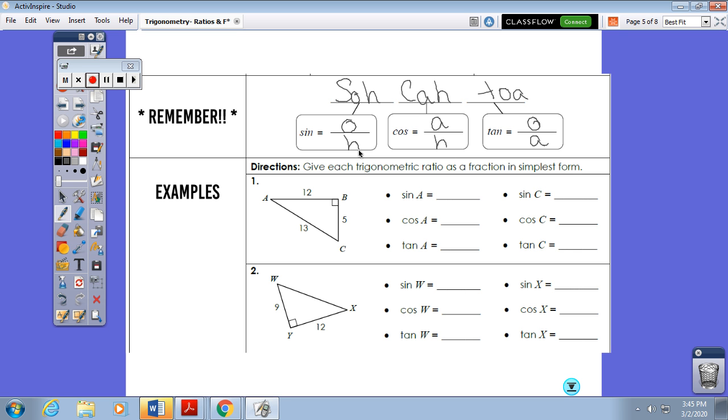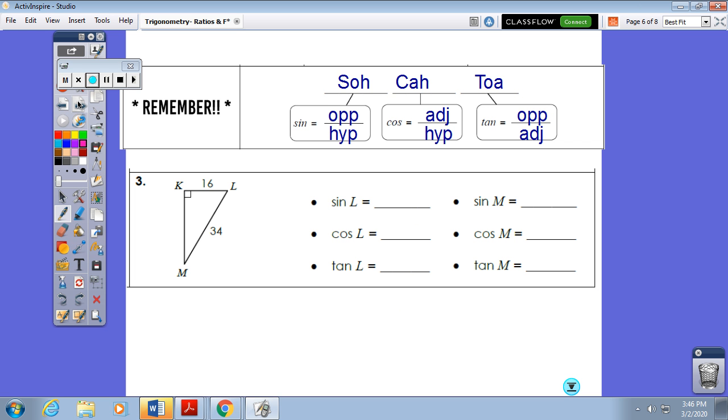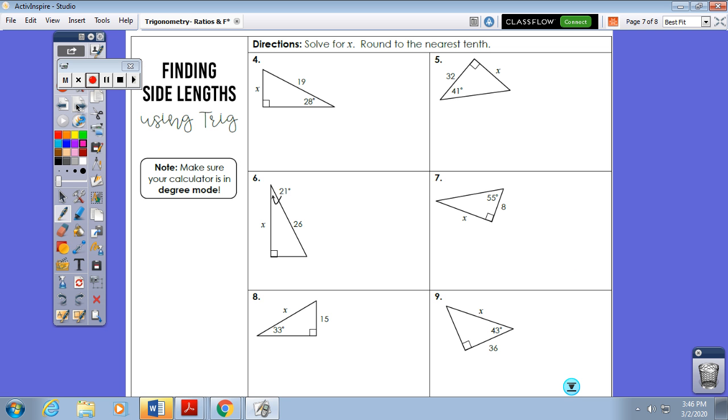Okay, here we go. Now we're going to find side lengths. Make sure that your calculator is in degree mode when you're working with these. So let's go ahead and set them up. Finding side lengths using trig. We're going to, again, use SOHCAHTOA when needed.